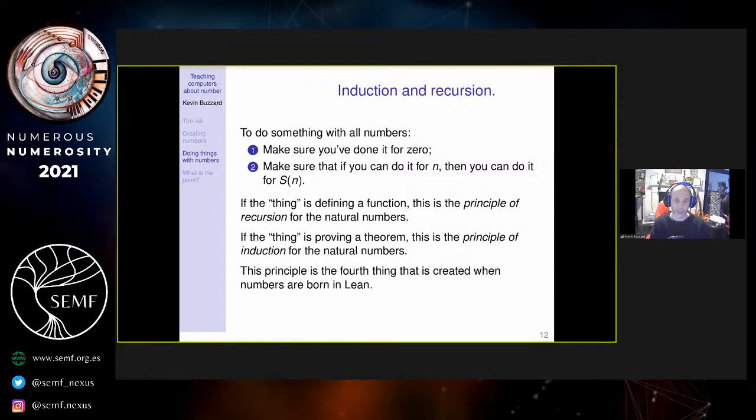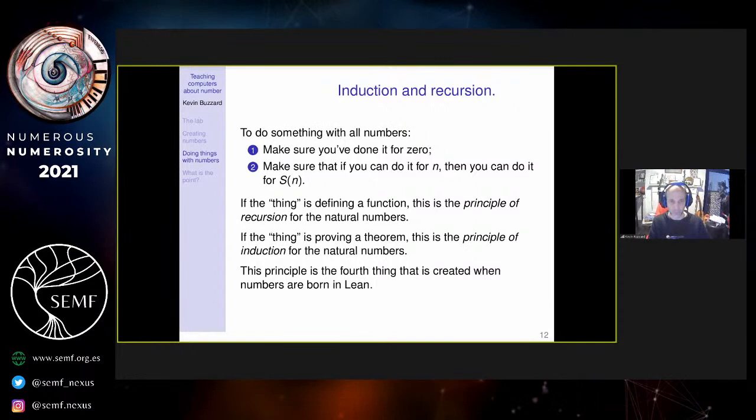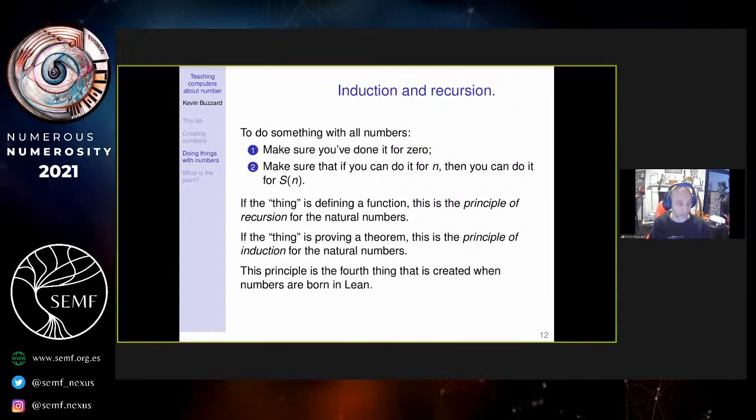But the principles of induction and recursion, these are the things which are born next in Lean. And I've tried to indicate that although they sound sort of sophisticated, if you actually look at the definition of number, you can see that the principle of induction and the principle of recursion just follow immediately from that definition. That's a very natural thing.